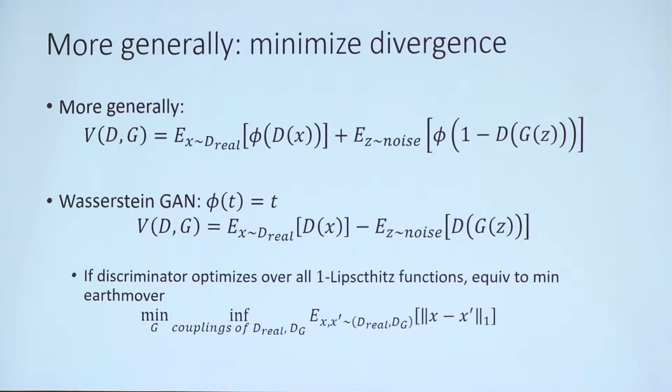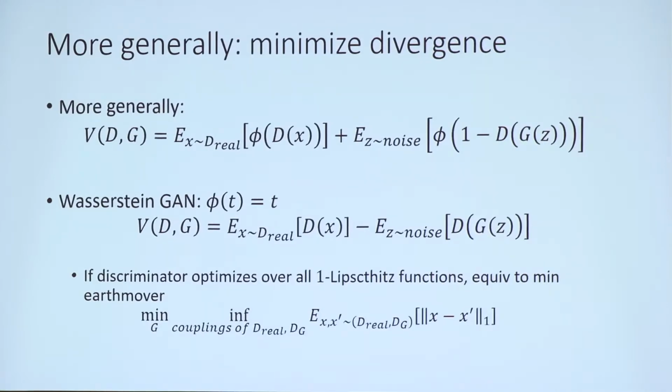And if the discriminator was able to choose all possible functions among one-Lipschitz functions, then minimizing over G the maximum over all D of this thing is equivalent to finding a distribution which is close to the true distribution under the earth mover distance.